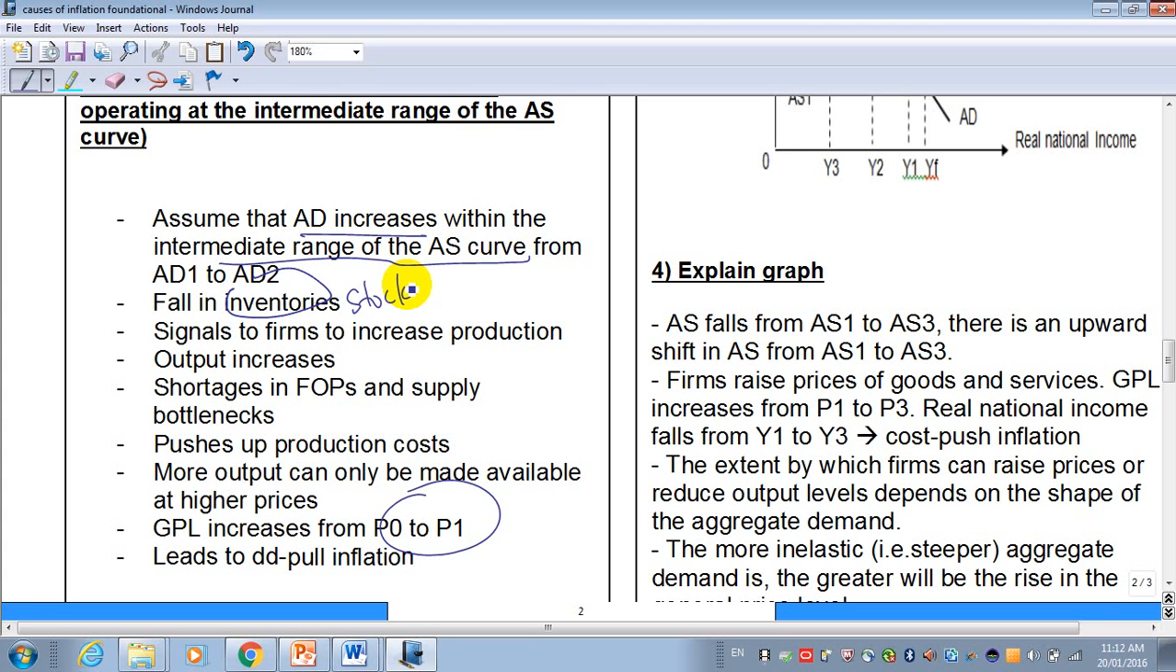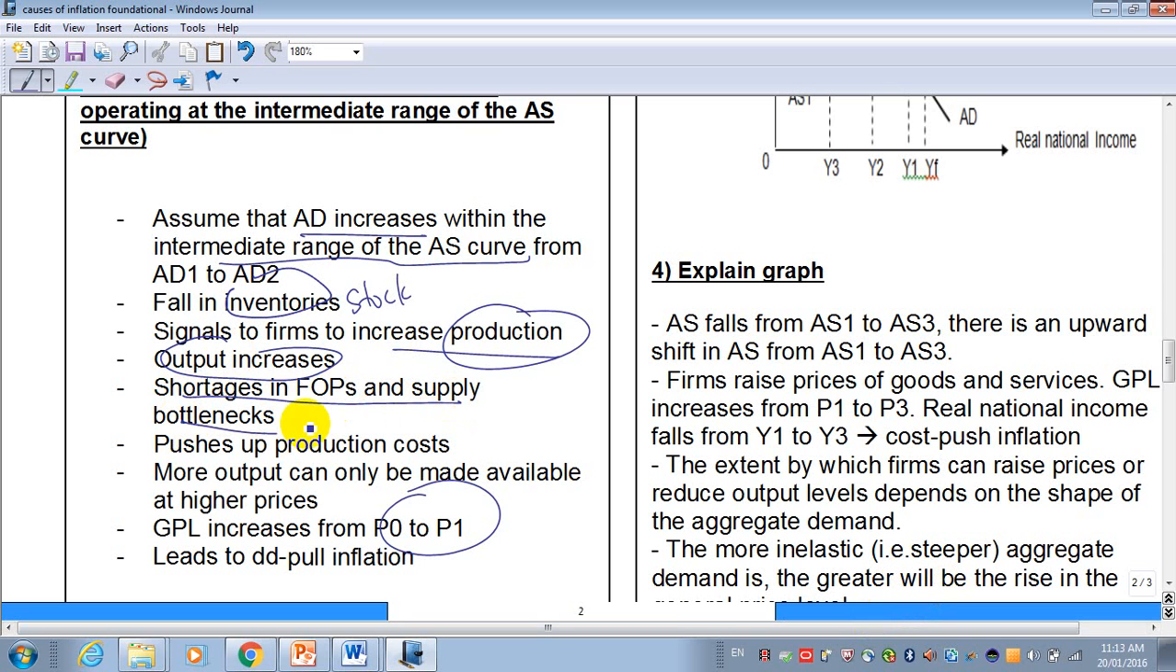Now, when the firms see that their stock levels drop, they'll be like, oh, we better increase production. If not, we have no more stock left. And so they will increase production. This is the P in iPony, right? Similar. Increase production and therefore their output will increase. If they increase production, it also means that they are producing more output, right? More goods.